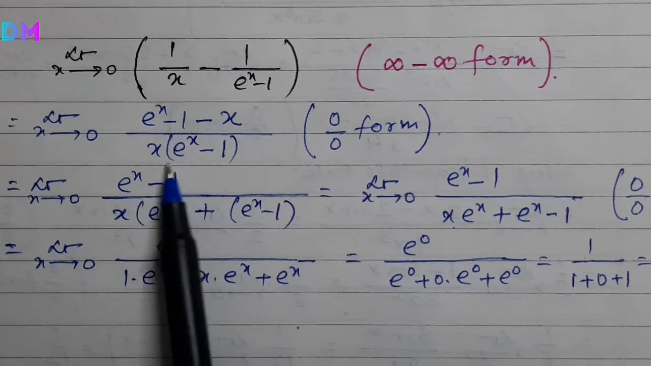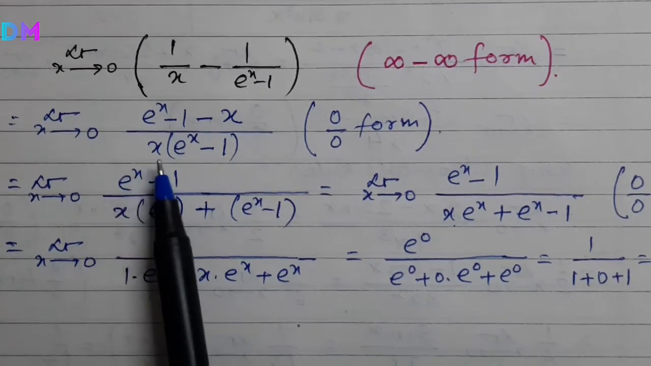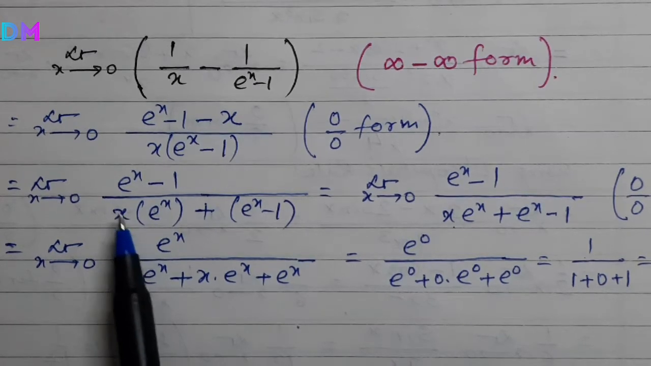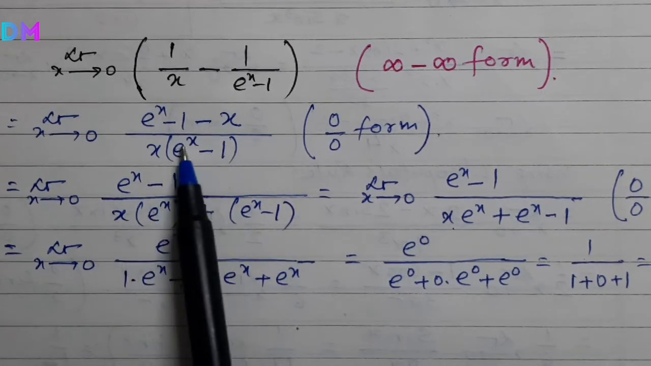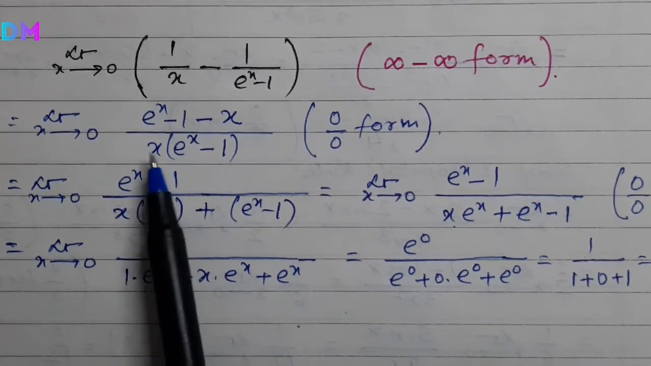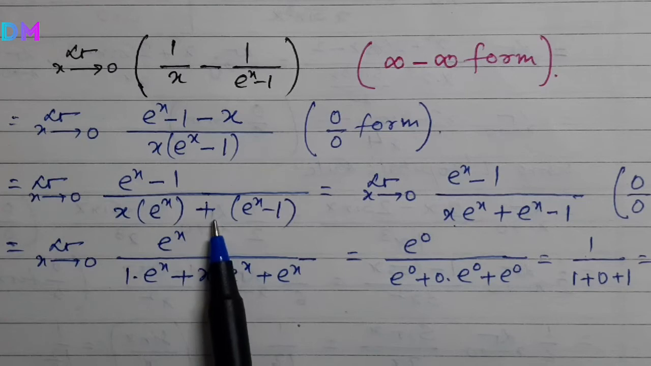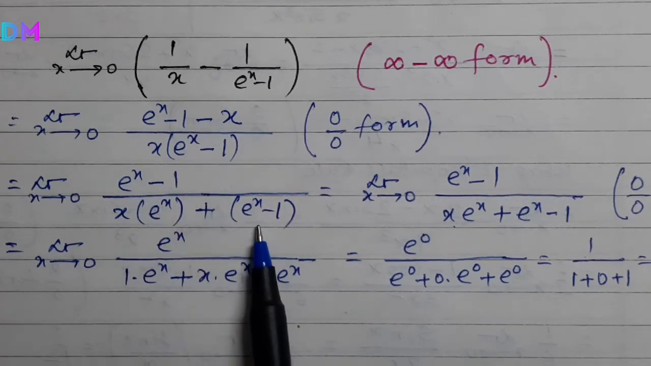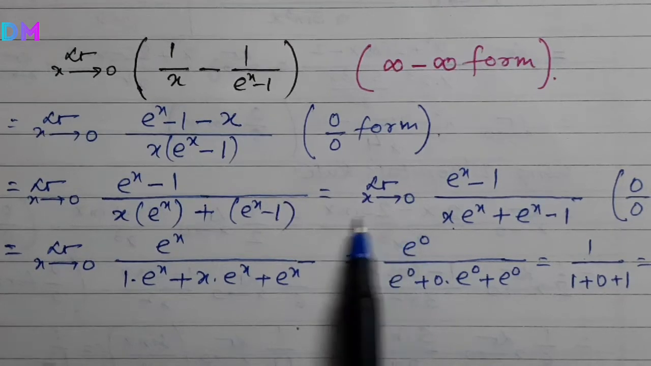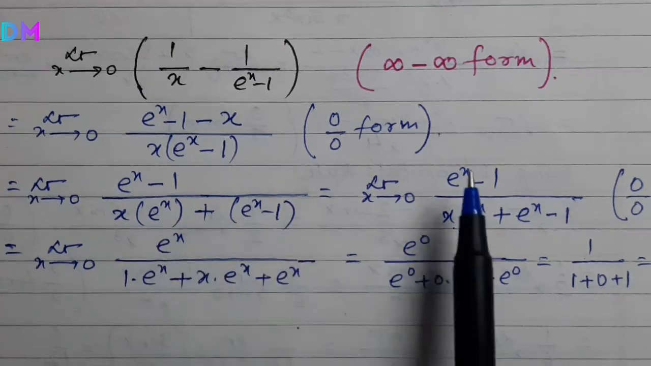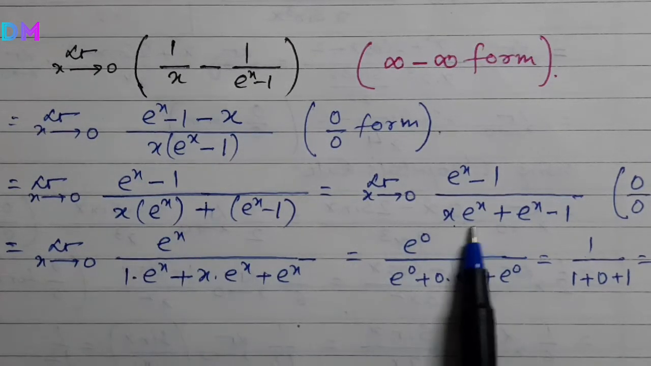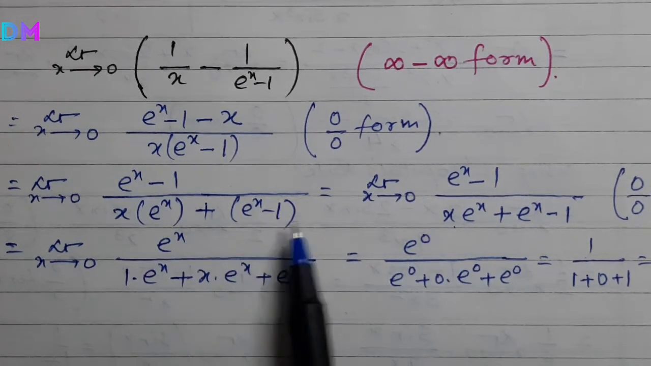So we will use here the UV formula. First I kept the first function as it is, differentiation of the second function, which will be e to the power x, plus the differentiation of the first function, which is 1, and kept the second function as it is. Now this is equals to limit x tends to 0. Now when we simplify this, e to the power x minus 1 by, this will be x e to the power x, then plus e to the power x minus 1.